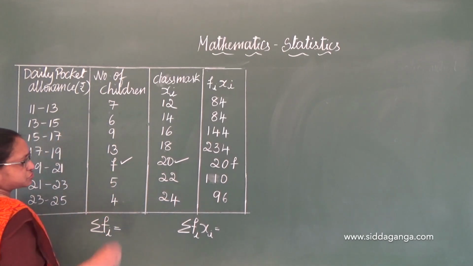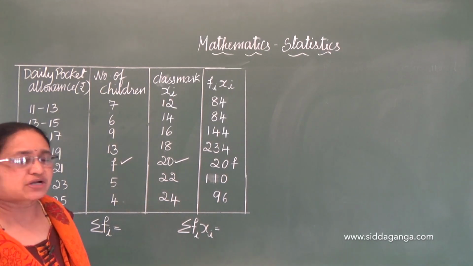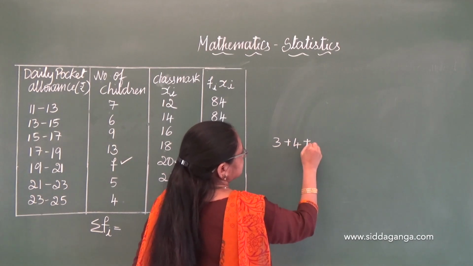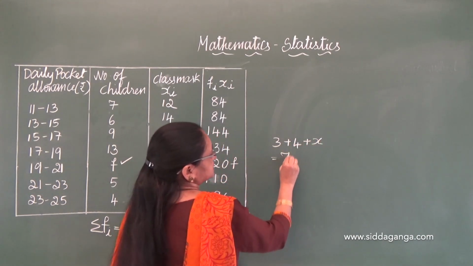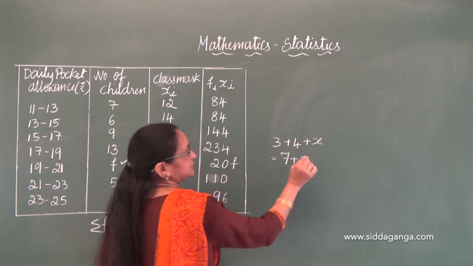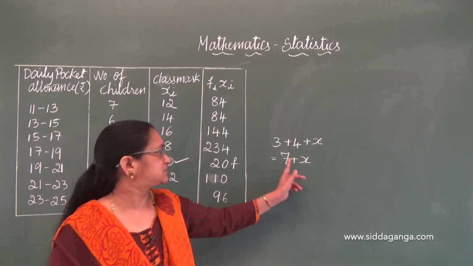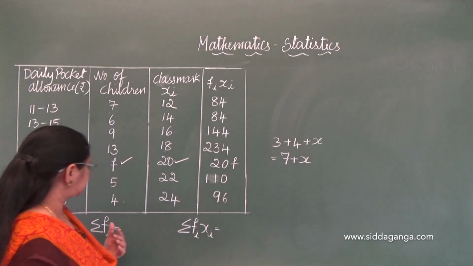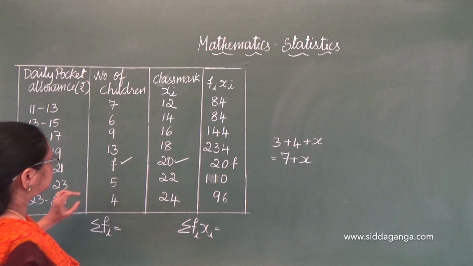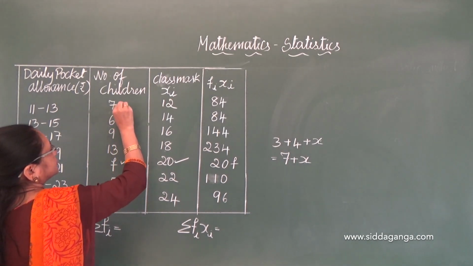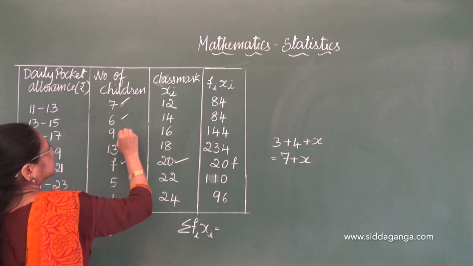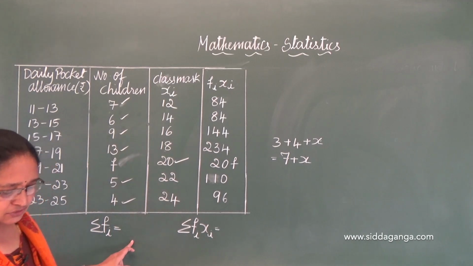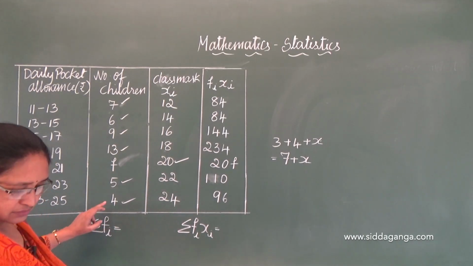See here, F you should keep as it is. F you can't add. Suppose 3 plus 4 plus x is there, what will you write? 7 plus x. You will keep x as it is because it is a variable, correct? So here also you should do that only. You have to add all these terms, and F you keep as it is.